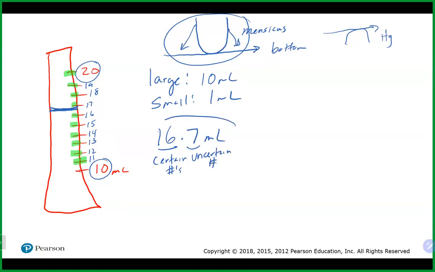And that means this measurement would have how many significant figures? It would have three significant figures. The uncertainty, our estimated digit in this case, is which number? It is the 7. So again, what we're saying here is I think it's 16.7, but maybe a 16.8, maybe a 16.6, somewhere in that ballpark.